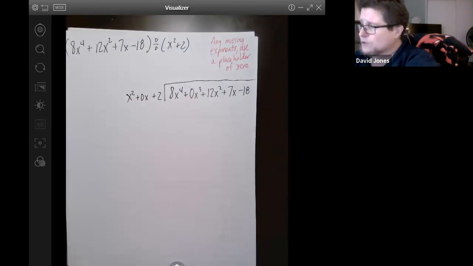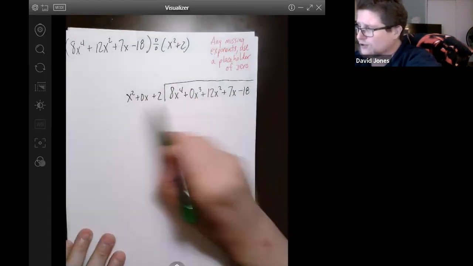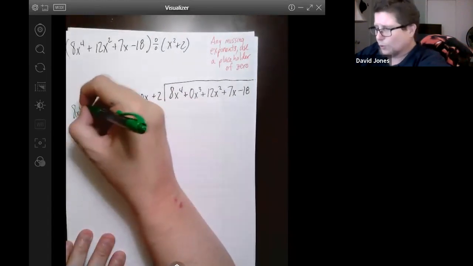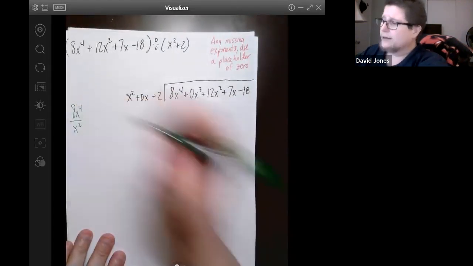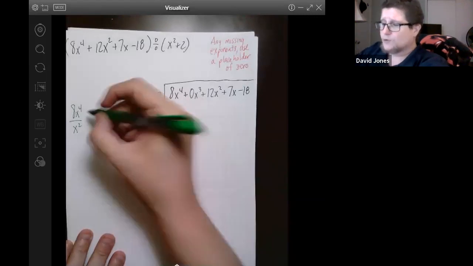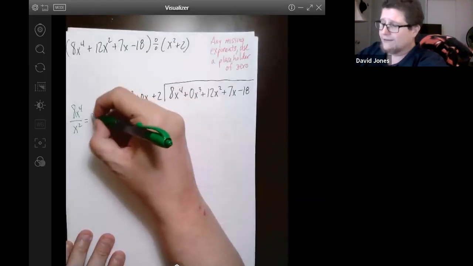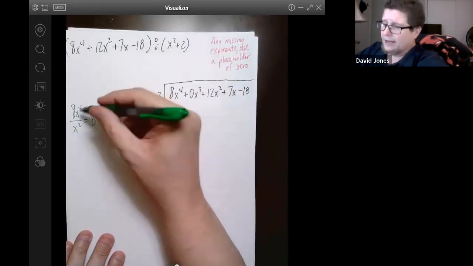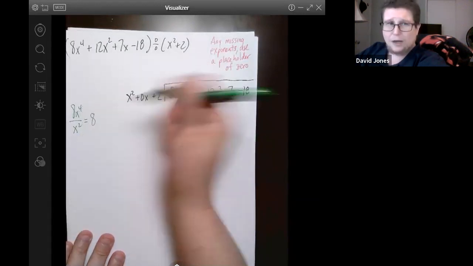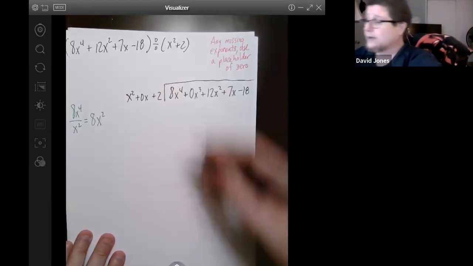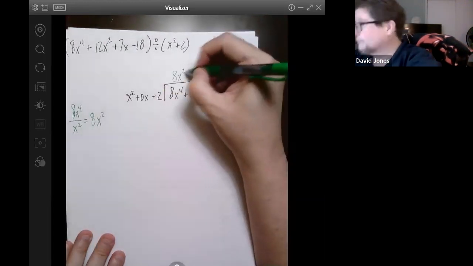Let's see what happens when we divide our leading terms, our first terms. So 8x to the 4th divided by x squared. Remember, we subtract exponents and we divide the coefficients. So 8 divided by 1 is 8. And x to the 4th divided by x squared, we subtract. 4 minus 2 is 2, 8x squared. That's what goes on top.